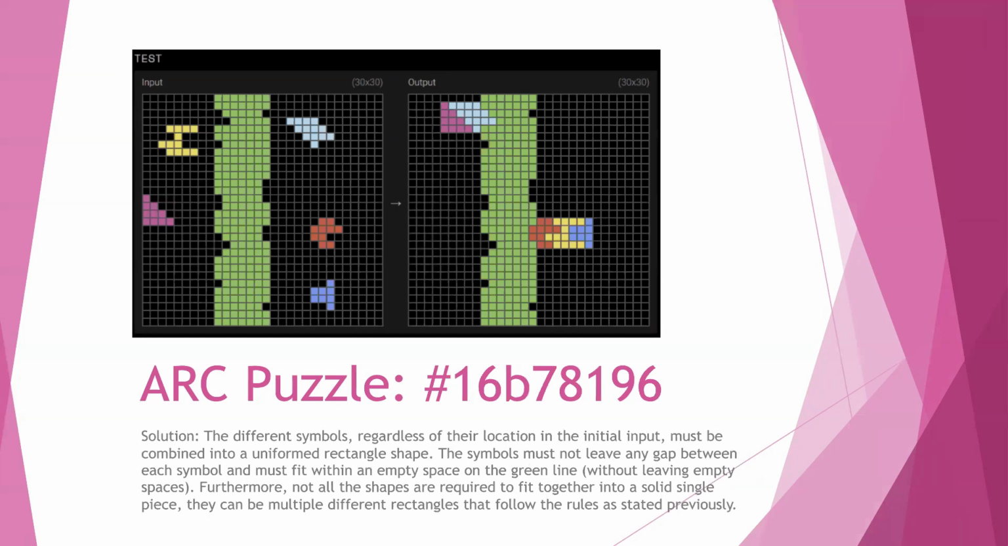The third ARC puzzle is number 16B78196. Here, the different symbols on the input must be combined together to create a uniform rectangle shape, regardless of their location in the initial input. So as we can see here, the yellow shape in the input is on the left side. However, in the output, we moved it to the right side. The symbol must not leave any gap between each symbol and must fit within an empty space on the green line without leaving any empty spaces.